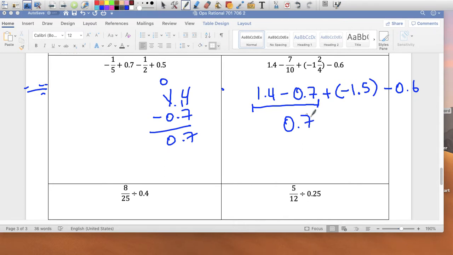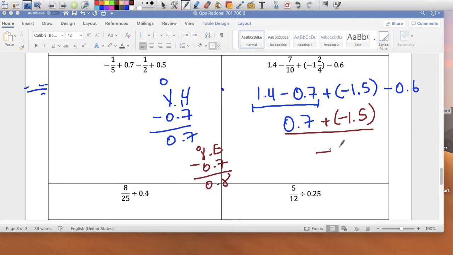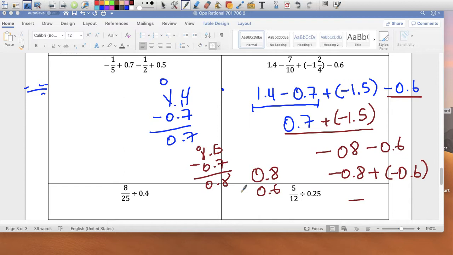Now I'm going to add plus negative 1.5. 0.7 plus negative 1.5. The negative is going to win, so it's going to be a negative answer. So 1.5 minus 0.7 is going to be 0.8. And then we have 0.8 minus 0.6. Keep. Change the subtraction to addition. And we're going to change that to a negative. So it's a negative plus a negative, so amigos, they're friends, so it's a negative. And 0.8 plus 0.6 is 1.4. Final answer.